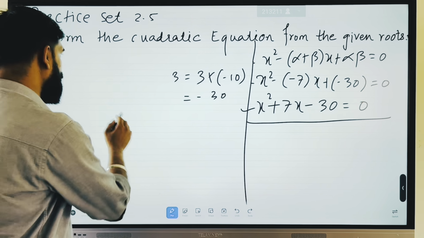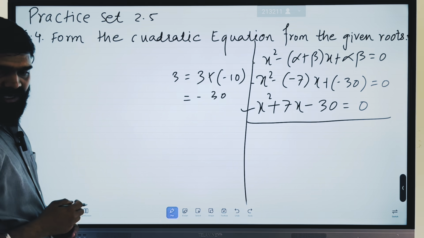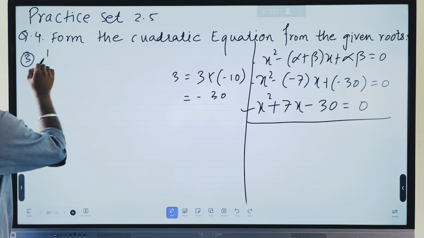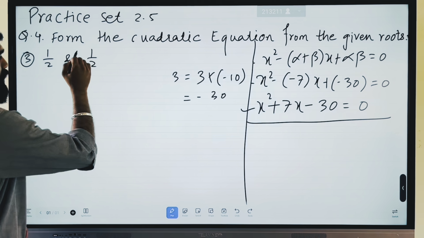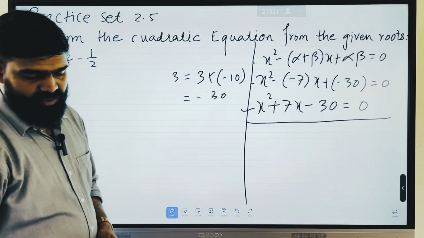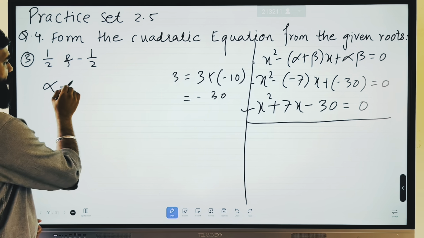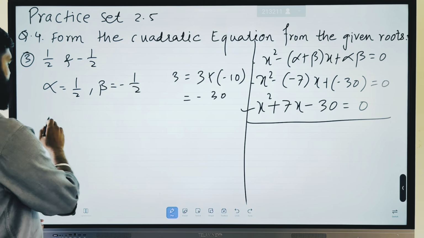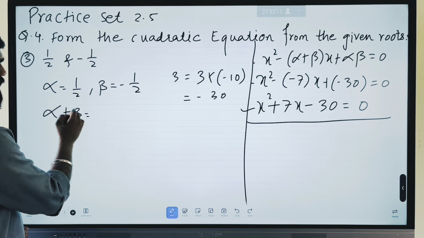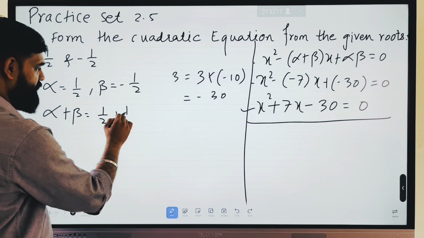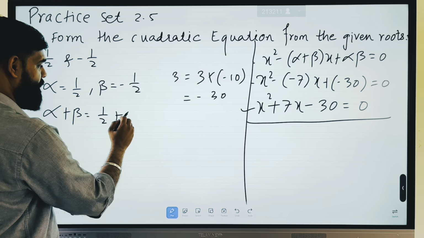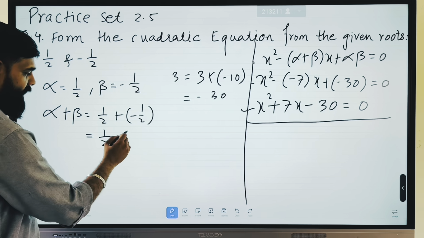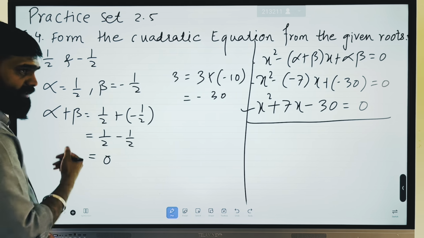So in question number 3, the roots are half and minus half. So these are the roots. Alpha is equal to half and beta is equal to minus half. Let us add the two roots, alpha plus beta: half plus minus half, 1 by 2 minus 1 by 2, 0 is the answer.